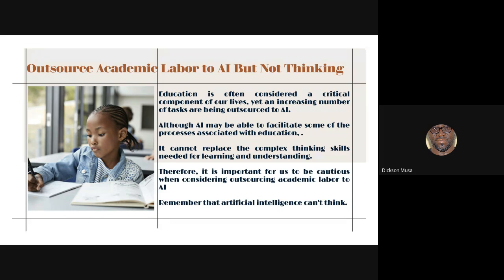So education is often considered a critical component of our lives, yet an increasing number of tasks are being outsourced to AI. Although AI may be able to facilitate some of the process associated with education, it cannot replace the complex thinking skills needed for learning and understanding. We must keep this at the back of our mind. Therefore, it is important for us to be cautious when considering outsourcing academic labor to AI. Remember that artificial intelligence can't think. Not yet. It is trained to act in a certain way, still cannot think. So you have to do the thinking for it.